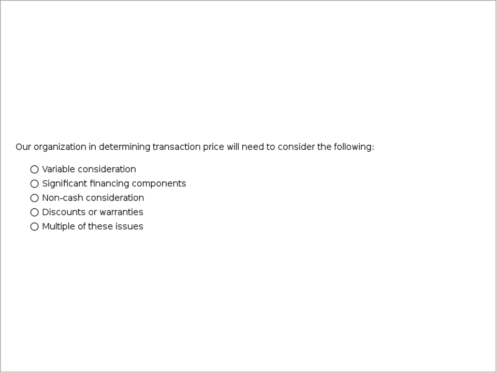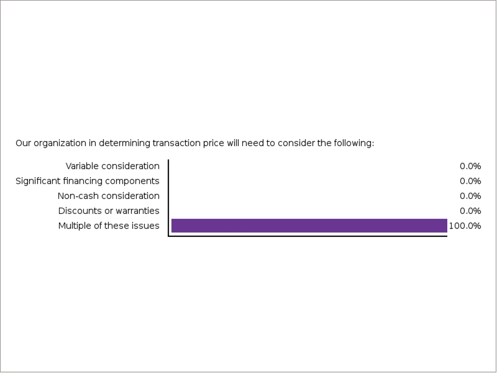We have our next polling question. Our organization, in determining transaction price, will need to consider the following: variable consideration, significant financing components, non-cash consideration, discounts or warranties, multiples of these issues.